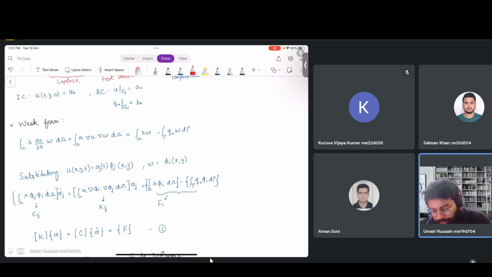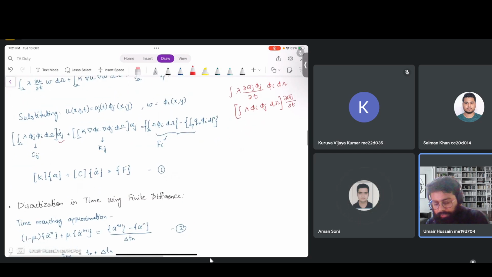When we substitute u as alpha j phi j into the term with rho times the time derivative, w is of course phi i. Phi j is not dependent on time, so we can separate it out of the derivative, and we can write this as lambda phi i phi j. The time derivative term can be taken out of the integral because it's a space integral. So we'll have d alpha j by dt, which we have written here as alpha j dot. In our final weak form, apart from the coefficient of alpha, our solution, we'll also have the time derivative of the solution.